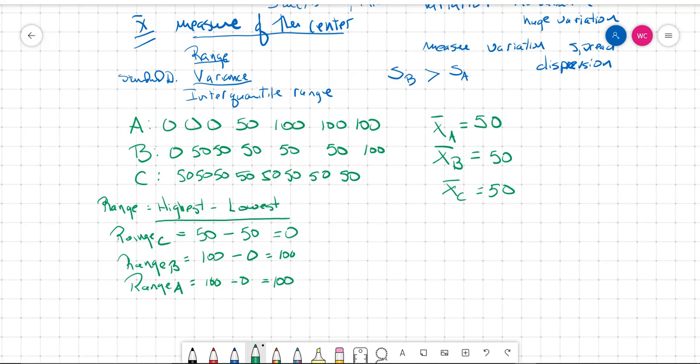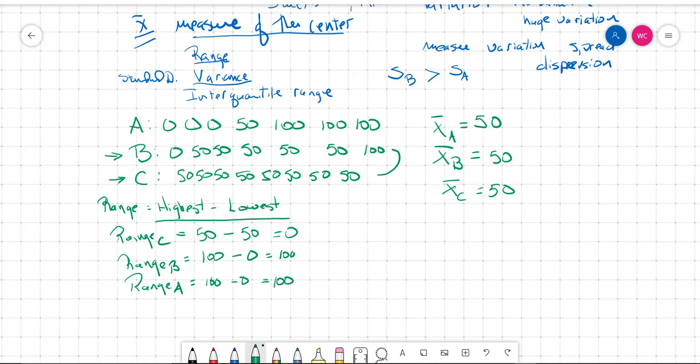And that tells us something about whether there's variation in the data set, because it distinguishes between this one and this one. Even though these two have the same mean, the range will tell us that the variation in B is much bigger than the variation in C. In fact, the variation for C is 0, and the variation for B is not 0. It's 100. So the range does distinguish between C and B in terms of variation. That's good, and it's very simple to calculate. You just take the highest value minus the lowest.